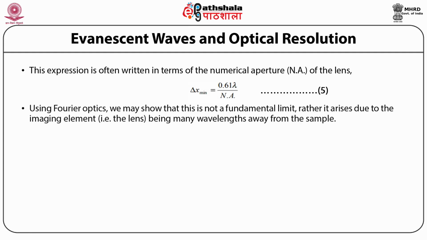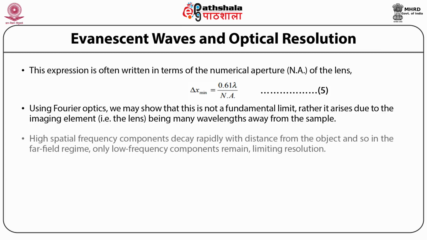Using Fourier optics, we may show that this is not a fundamental limit. Rather, it arises due to the imaging element, that is, the lens, which is many wavelengths away from the sample. High spatial frequency components decay rapidly with distance from the object, and so in the far field regime, only low frequency components remain, which limits the resolution.